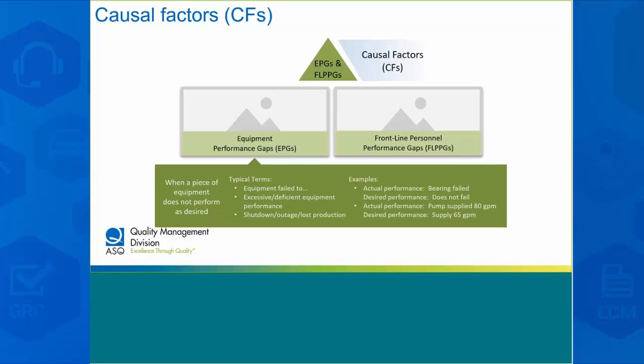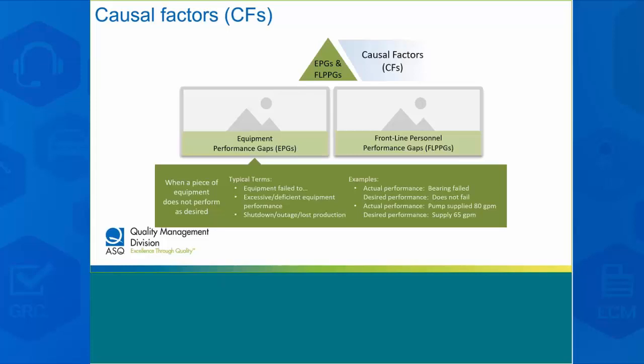Causal factors are either EPGs or FLPPGs that caused an incident, allowed an incident to occur, or allowed the consequences of the incident to be more severe than they might have been. There are usually multiple causal factors per incident. For example, the FLPPG of starting pump 4 instead of pump 5 and the EPG of the higher pump rate caused an incident where a tank overflowed.